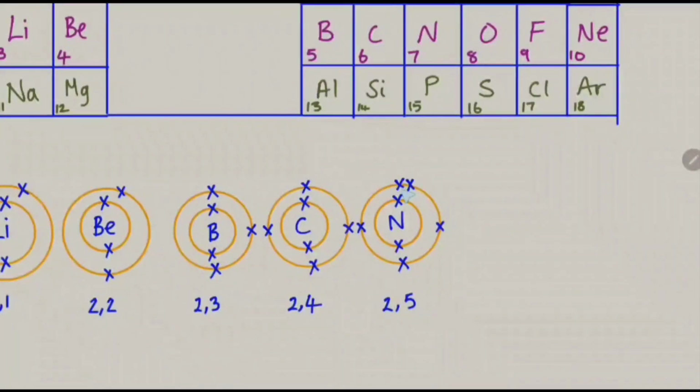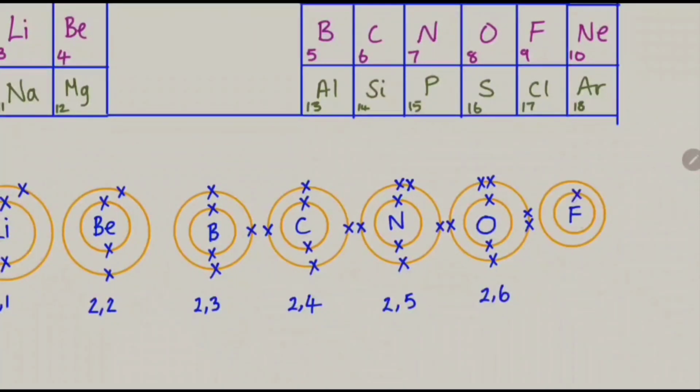Now it's very important that we fill in electrons like this. Thus after 4 electrons we start pairing up, and this is important when it comes to bonding. Let's move on to the next element, oxygen: 2 in the first, and then 1, 2, 3, 4, and then start pairing up 5 and 6. So we'll have 2 pairs of electrons and 2 single electrons. 2, 6 is its electronic structure.